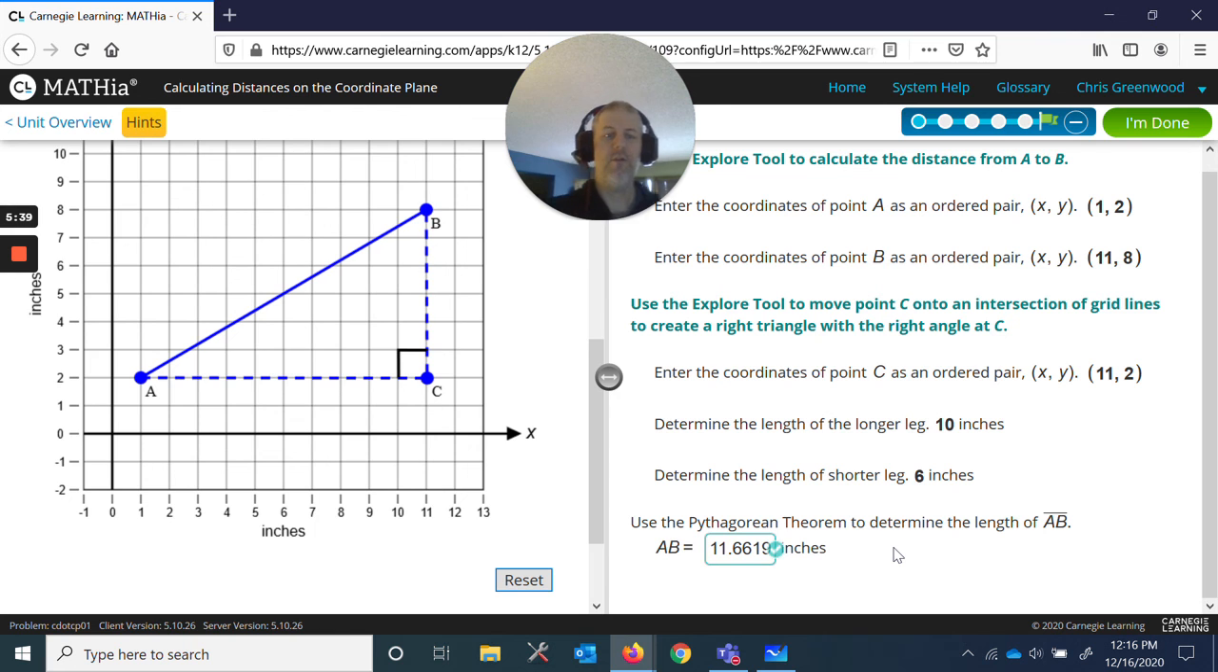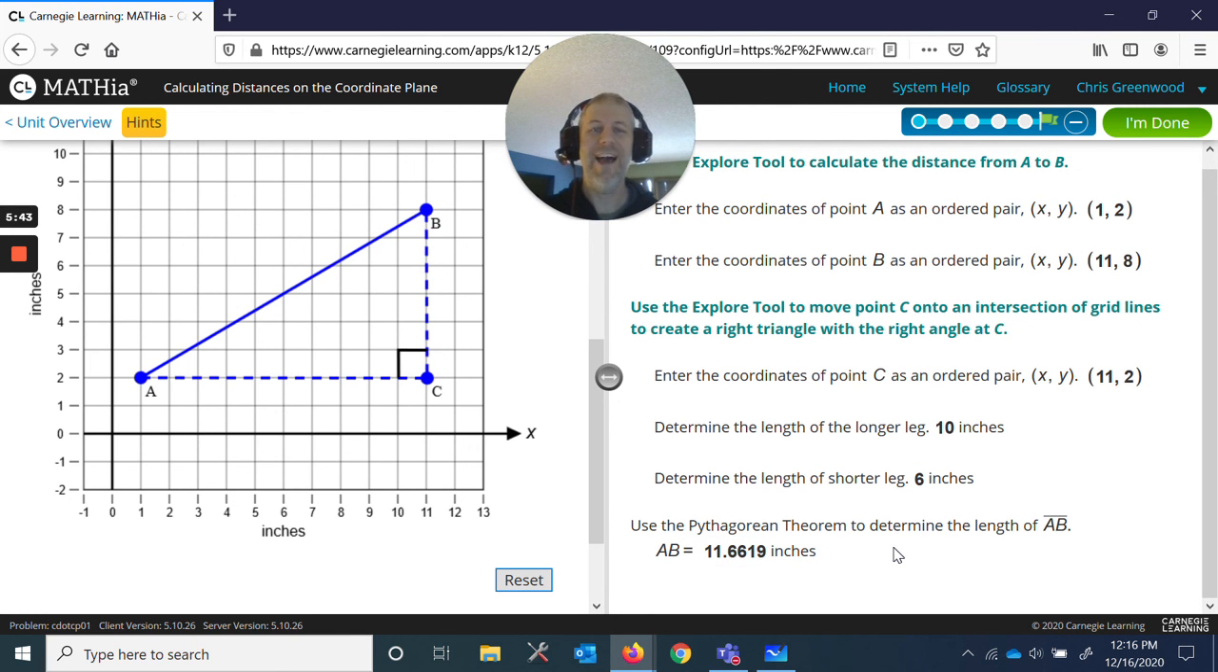The rest of the problems in this workspace work almost exactly the same. They will ask you a context question like this one, how many inches? It's going to be just the same answer as what you calculated here. So how many inches from A to B? 11.6619. It might ask you how many blocks or something.